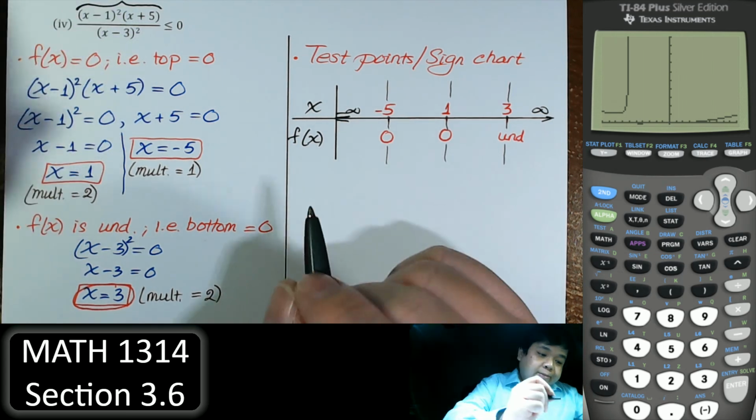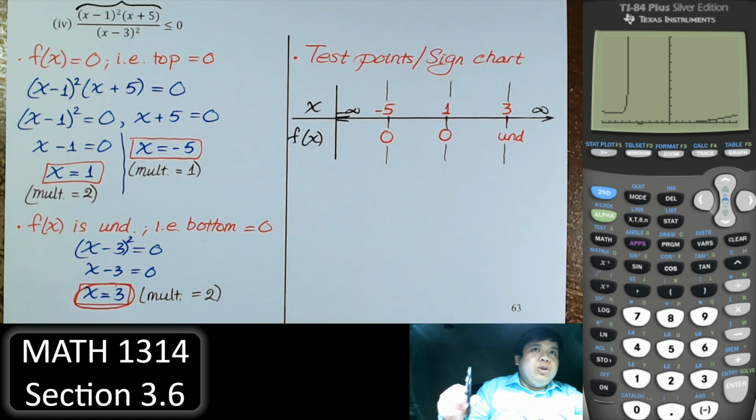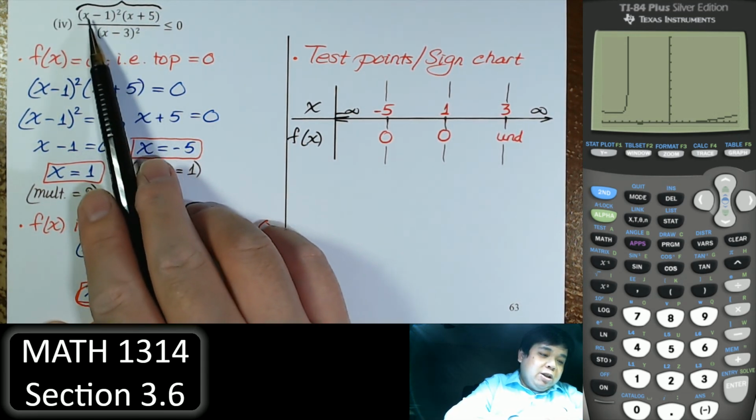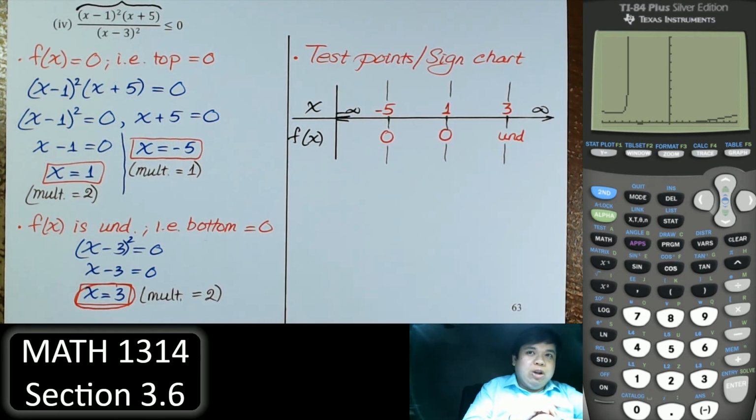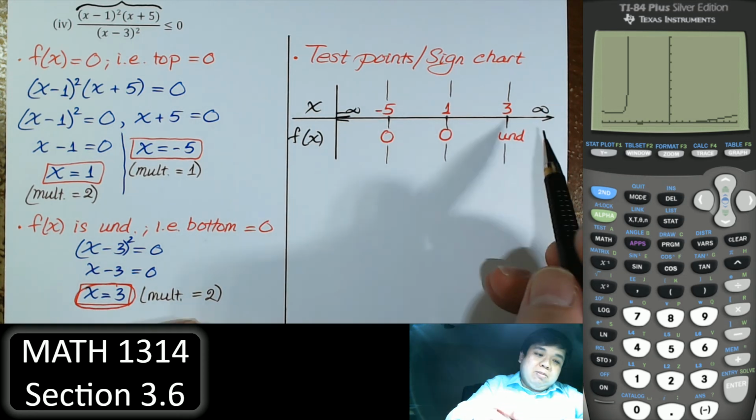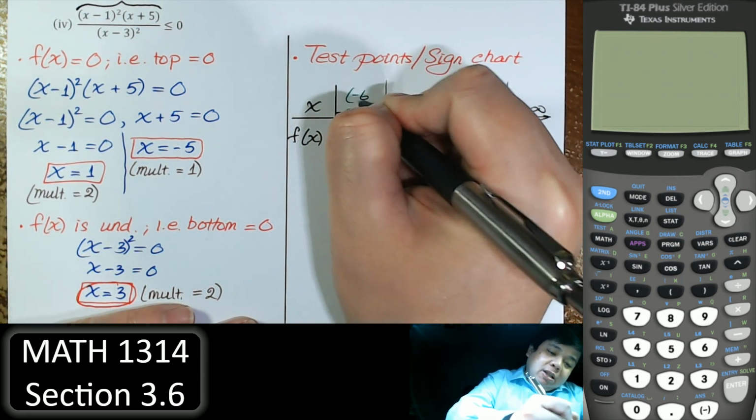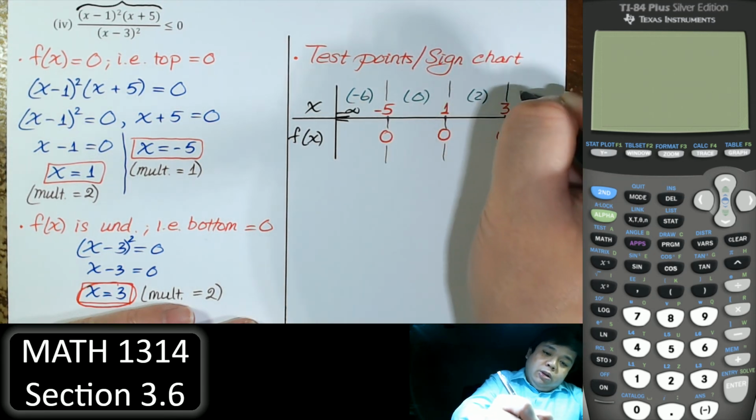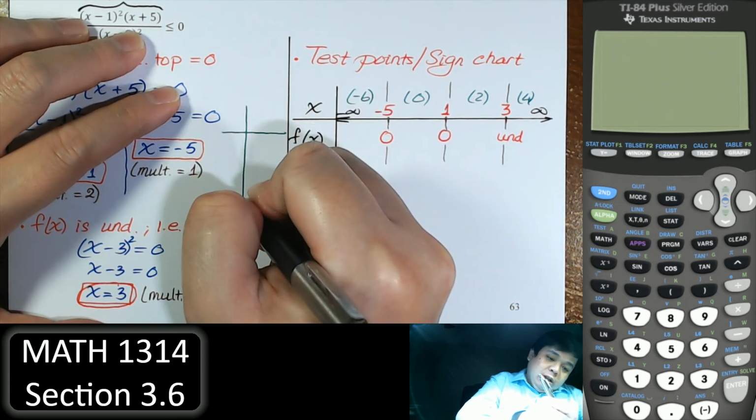Test point. Right, let's just say if we don't want to use the test point, here we see the highest power of x. When we do all of this, this is x squared times x, so x cubed over x squared, so it reduces to x. So when we put in a big number, this will be positive, and then we can deduce the rest. But let's just use the test point here. Negative 6, 0, 2, 4. I said it's a very good habit to write out everything.